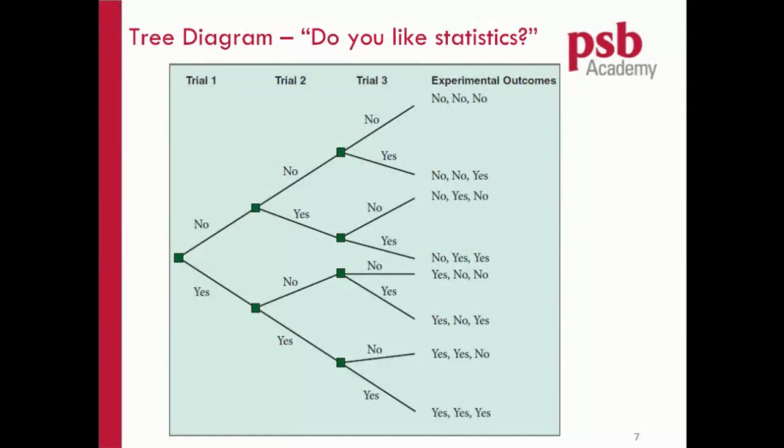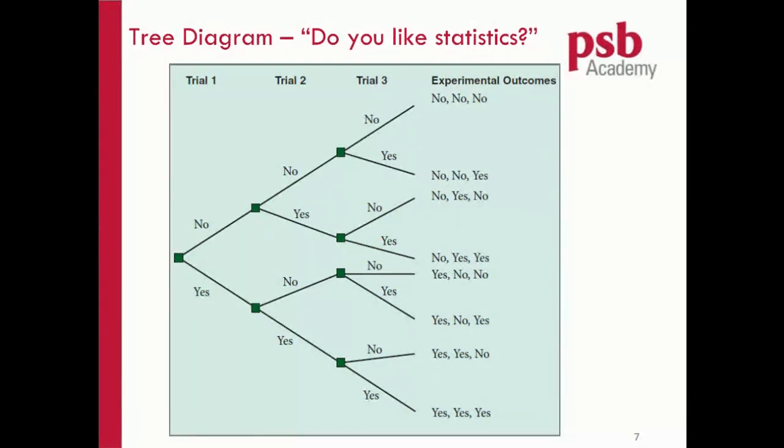Okay, the first one says no, the second one says no, the third one says no. No, no, no. Or you can have the first one say no, the second one say no, the third one say yes. Then you have no, no, yes. Or no, yes, no. No, yes, yes. So you see that you can list this down very clearly and easily.